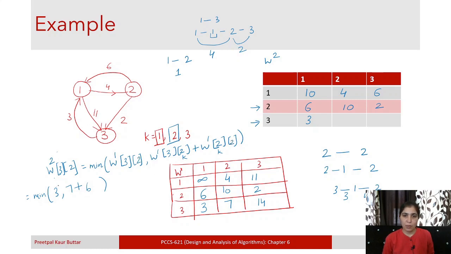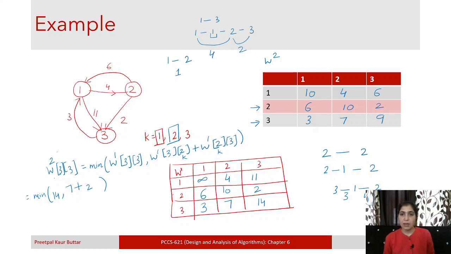Okay, 3 comma 2 is 7 and 2 comma 2 is 10. So again no change. 3 comma 3, here 3. Okay, so 3 comma 3 is 14, 3 comma 2 is 7 and 2 comma 3 is 2. So now we are getting minimum 9.